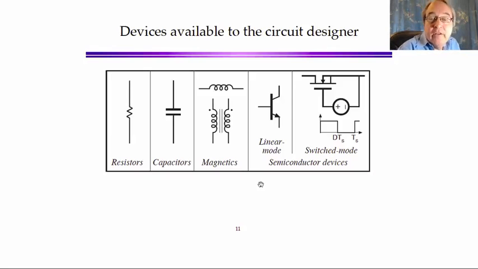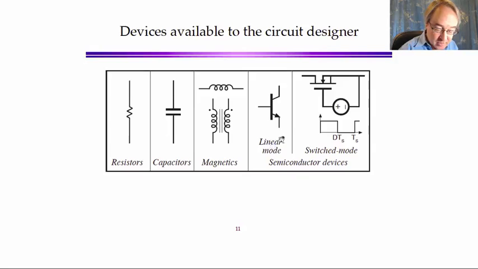How do we build a circuit that changes the voltage with high efficiency? Here's a diagram of, in general, the different categories of electrical circuit elements that we have. Resistors, capacitors, magnetics, including transformers and inductors, and semiconductor devices that here are generally grouped into two categories.